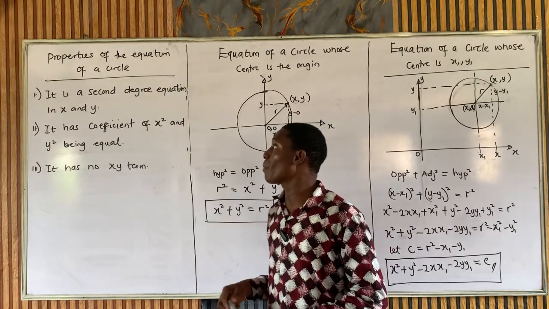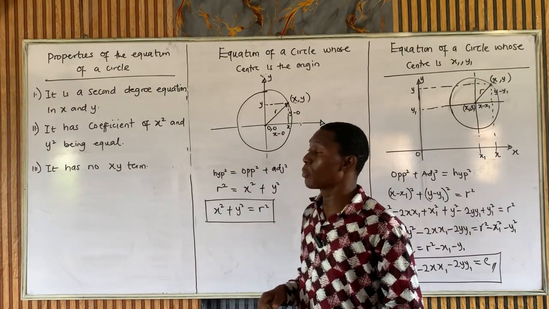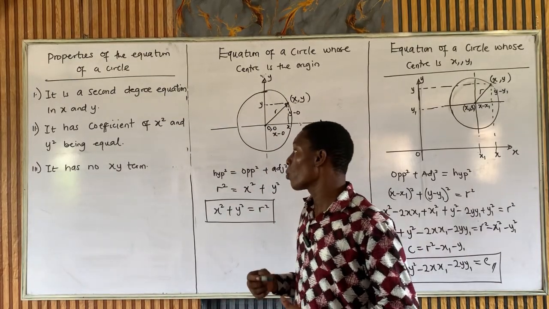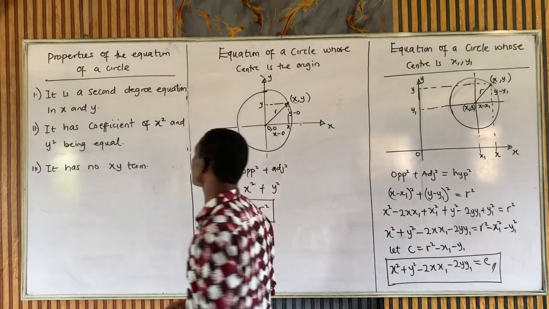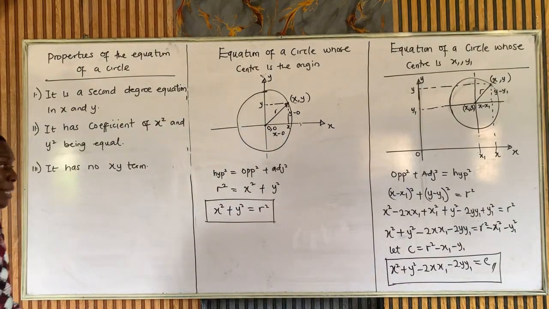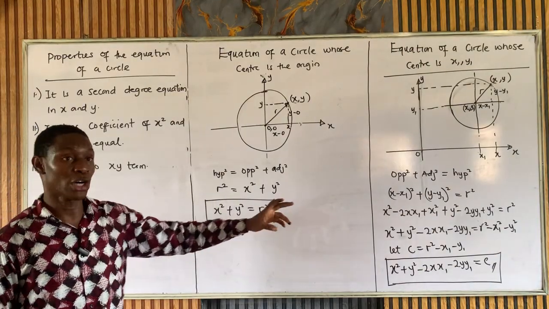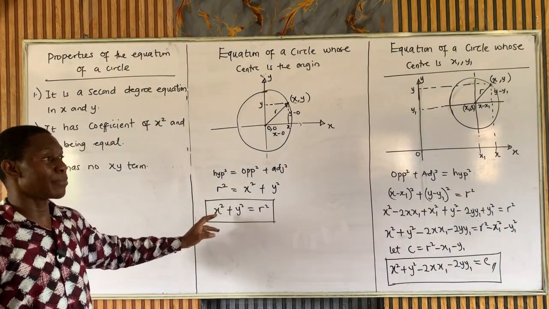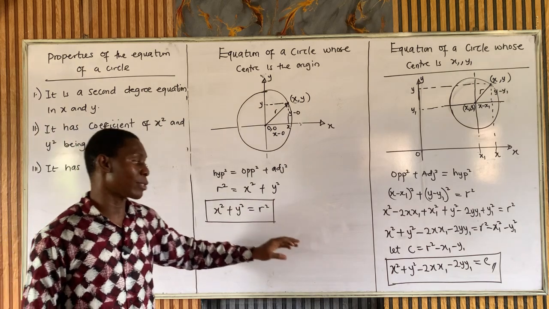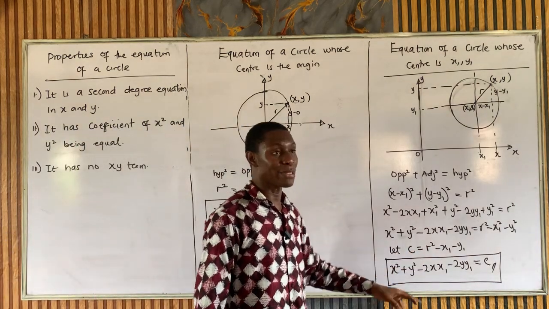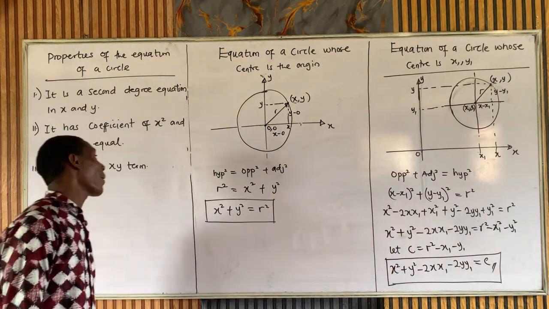So let's look at the properties of the equation of a circle. One, it is a second degree equation in x and y, meaning that if you look at each of these, either the center is at the origin or not, it has x being raised to power 2 and y being raised to power 2. So it's a second degree equation in x and y.